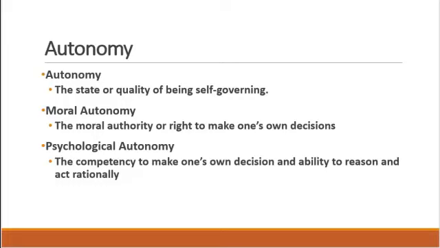And psychological autonomy. It's the competence to make your own decisions and the ability to reason and act rationally. In most states, anyone under the age of 18 is considered to not have this psychological autonomy. Now, realizing that as children age, they probably do have a good say-so in what they want, but by law, the parents have the right to choose for the children.